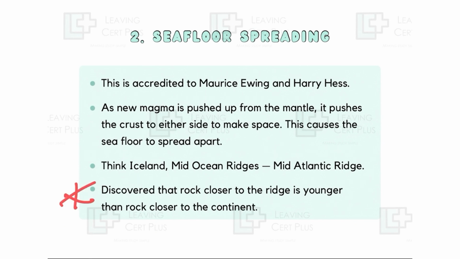This is an important point here also. The discovery that rock closer to the ridge is younger than rock closer to the continent. If you look at basalt rock close to the mid-Atlantic ridge, it's in and around 0 to 10 to 15 million years old. While basalt that is further away, closer to Europe and North America, is a lot older, in and around 180 million years old. So what's happening here is as new crust is being formed, the older crust is being pushed away over time, new land is formed. So the rock that's closest to the mid-ocean ridge is going to be younger rock.